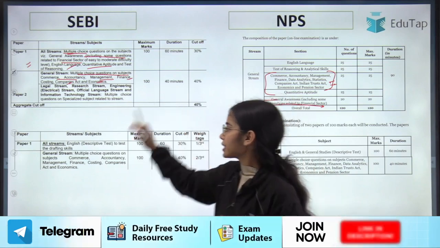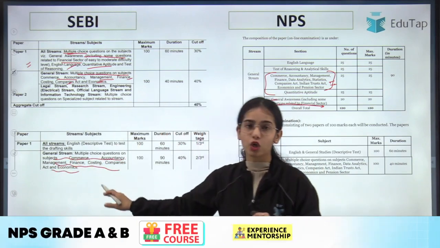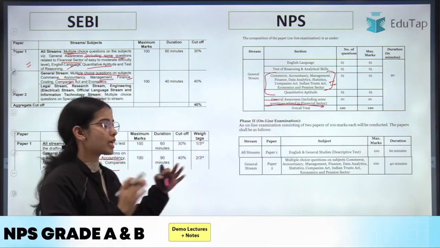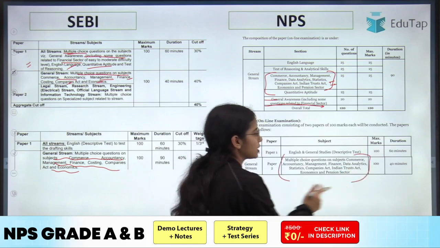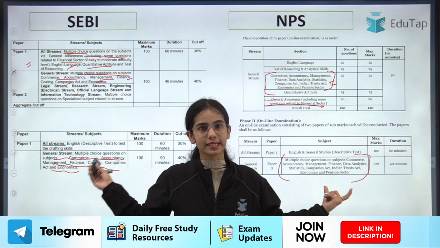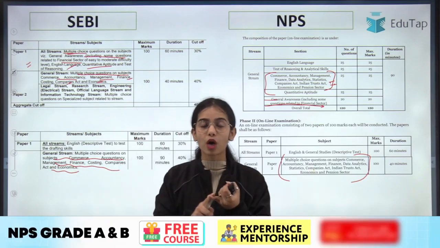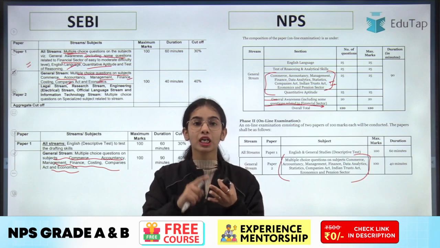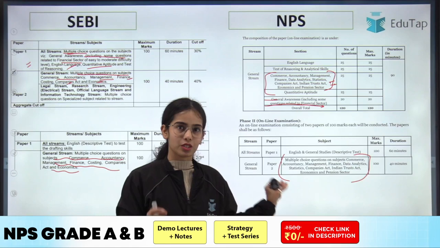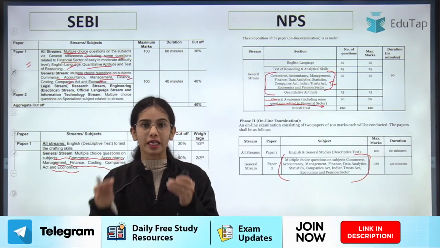In SEBI you have commerce, accountancy, management, finance, costing, companies act, economics in paper 2 in phase 2. In the NPS in phase 2 in paper 2 there are the same subjects, just costing is not there. Like in NPS costing is not asked like in SEBI, and in NPS there are also some additional subjects, but your knowledge of commerce, accountancy, economics, finance, management, and the companies act will help you a lot in the NPS.